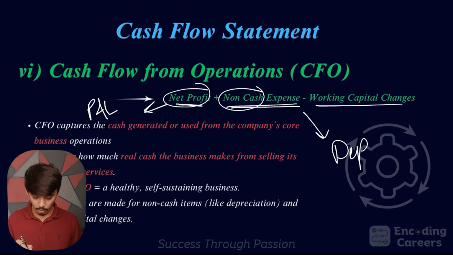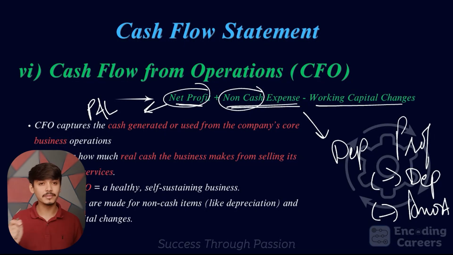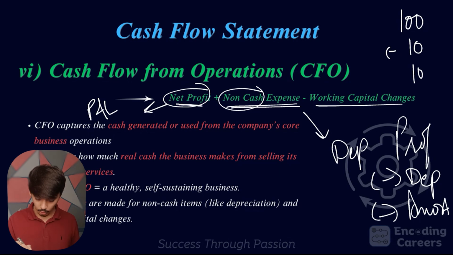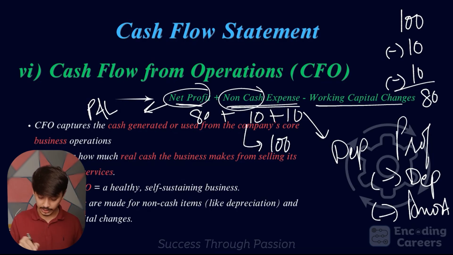When you are calculating your profits, you subtract these non-cash expenses, that is depreciation and amortization, from it. But now you need to add them back so that it reflects real cash profit in your business. Let's assume that you had a profit of 100, you had 10 rupees of depreciation and 10 rupees of amortization. Your net profit was 80. Now that you have added it back, cash flow from operations will be 80 plus the non-cash expenses, 10 plus 10, where it again becomes 100, and then you will subtract working capital changes from it.